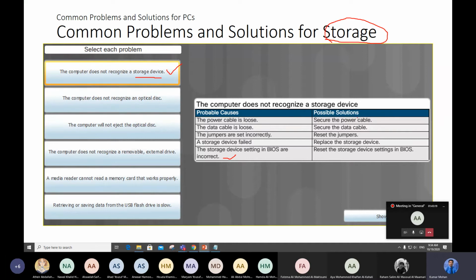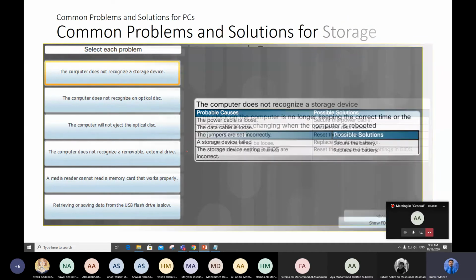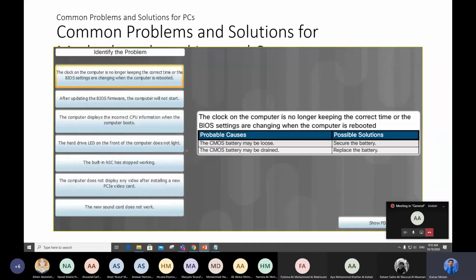Next one, see here, what is the solution I want to give? You know what the problem is? I want to give the solution. Secure the power cable, secure the data cable, reset the jumper, replace the storage device. For almost all of these, if you have this optical disc, this is the cause and this is the solution. Okay dear? Yes or no?